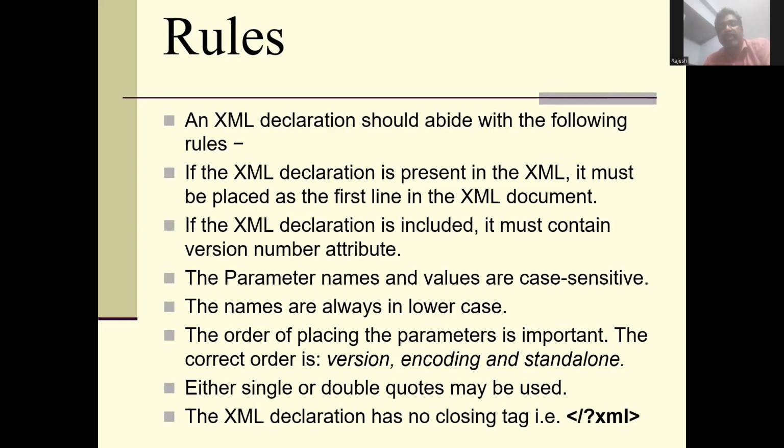So you can start with lowercase itself. It will be better for understanding, so that anyone who views that particular XML document can clearly understand. The order of placing the parameters is also very important, right? For example, in the XML declaration, the version number is the first attribute, the second one is encoding, and the third is standalone, right? So you cannot swap them; we can't change the attribute order, right? And obviously, the value should be in single or double quotes.